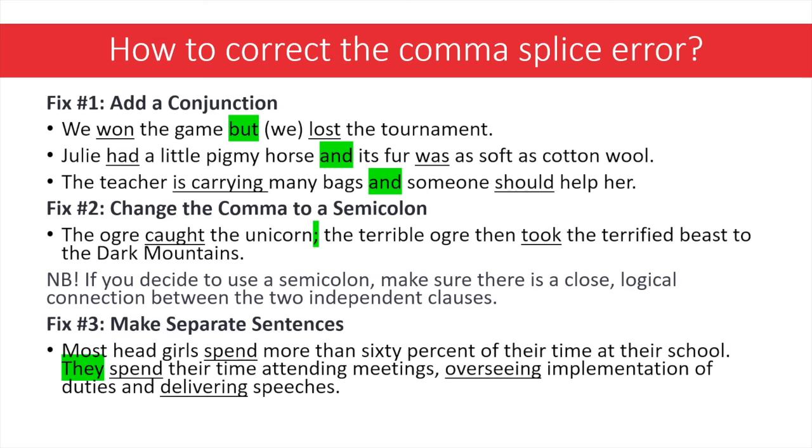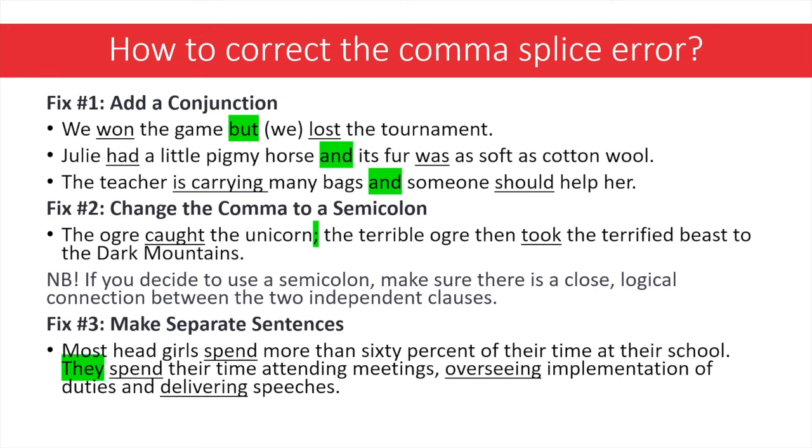Okay, now let's fix number one. Firstly, we need to add a conjunction, but not just any conjunction. I have two main clauses, therefore I need to add a coordinating conjunction. In this instance, I definitely feel that the word but is important to use. We won the game, but lost the tournament.